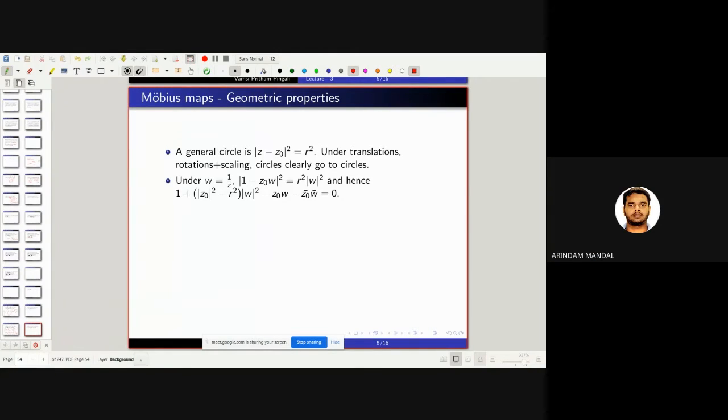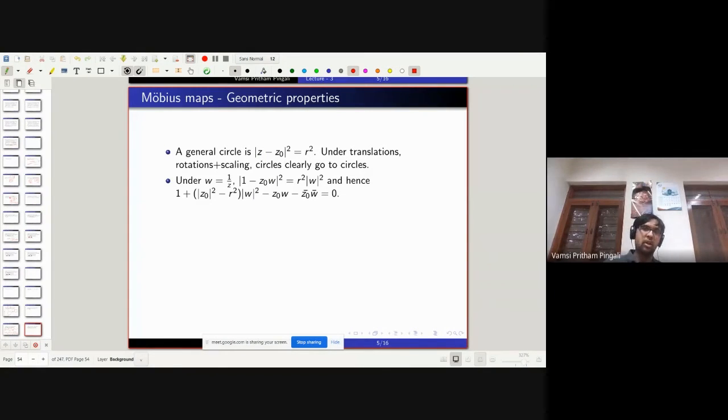So write W as X plus IY. Sure, absolutely. One way to do it is to write W as X plus IY, and you will get a quadratic in X and Y. There is a standard way to know whether a quadratic represents a circle, an ellipse, a hyperbola, a parabola, or a pair of straight lines. This is like 11th or 12th standard geometry. But let's see if there's a more elegant way.